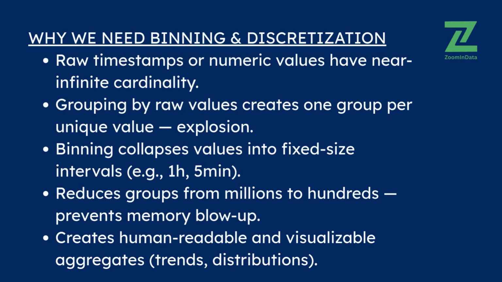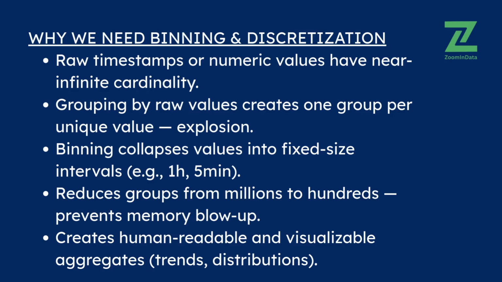Why do we even need binning and discretization? Raw timestamps or numeric values have near infinite cardinality. Every millisecond or every decimal is unique. Grouping by raw values creates one group per unique value. Instant cardinality explosion, memory crash. Binning collapses those values into fixed size intervals, like 1 hour, 5 minutes, or 10-degree ranges. This reduces groups from millions to hundreds or thousands, prevents memory blow-up and makes queries feasible.